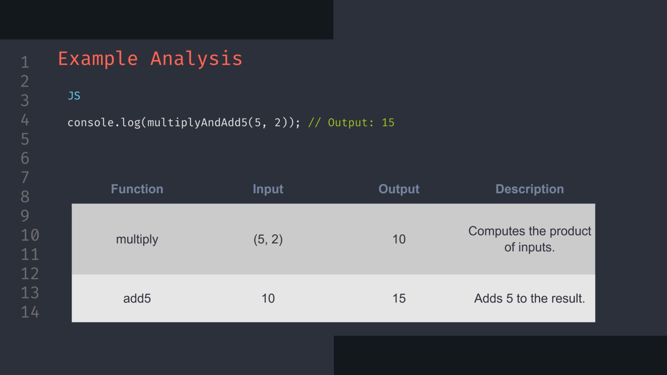In this example, the multiply function is executed first with inputs 5 and 2, producing 10. Then, add 5 takes the result 10 and adds 5, giving the final output 15.